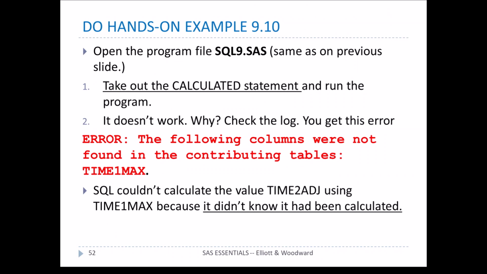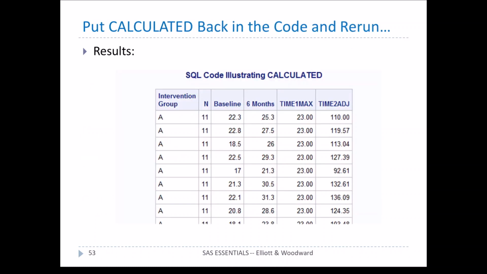Now, what if we left off the calculated statement, or that word, what if we just left it out? Well, you can take it out and run the program, and you'll see that it creates an error message: the following columns were not found in the contributing table. So it couldn't find time 1 max because it looked in the original data set, but it wasn't there. So SQL didn't know where to find that value. We have to tell it that it was a calculated value. If we put it back in and rerun it, voila, there it is. It did all the calculation correctly, and we see the results here.